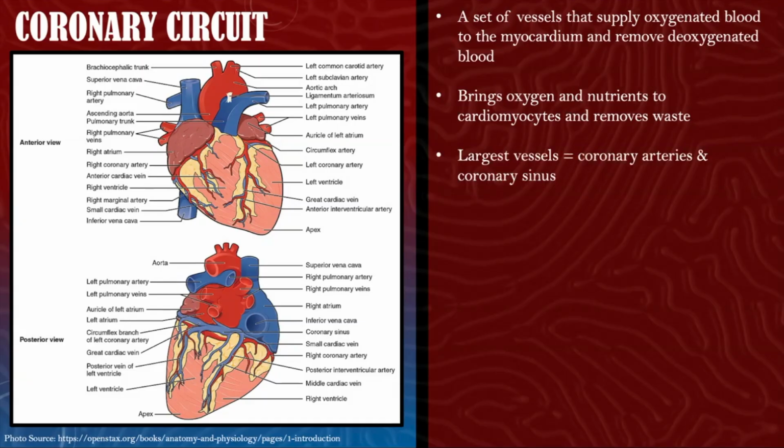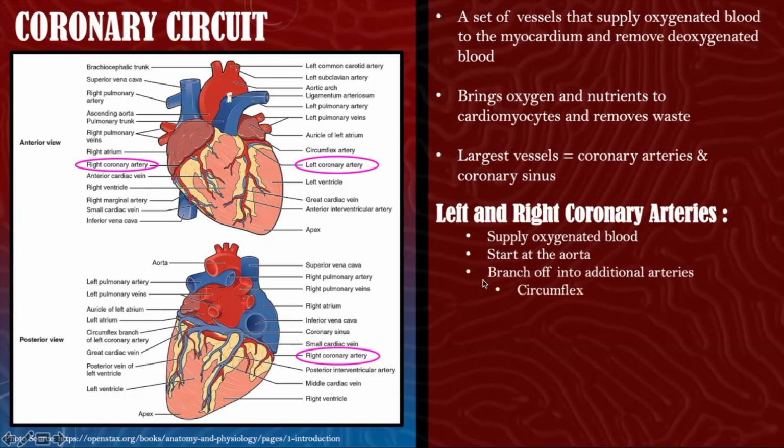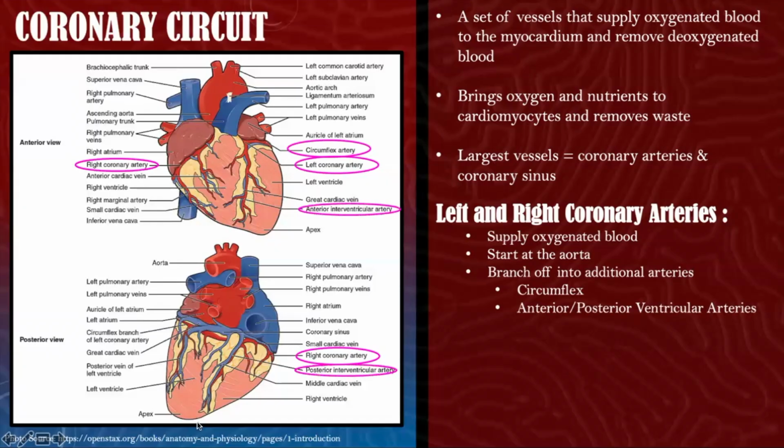The largest vessels in the coronary circuit are the coronary arteries and the coronary sinus. The left and right coronary arteries are visible here, and these supply oxygen-rich blood, so they're depicted in red on this image. They start at the aorta, kind of branching off from there and eventually branch into additional arteries. Some of those include the circumflex, which you can see here, the anterior and posterior ventricular arteries, which you can see here and here, and the marginal arteries, which you can see the right marginal artery here.